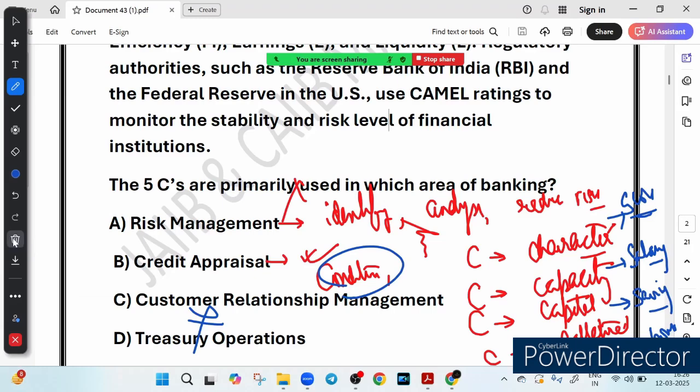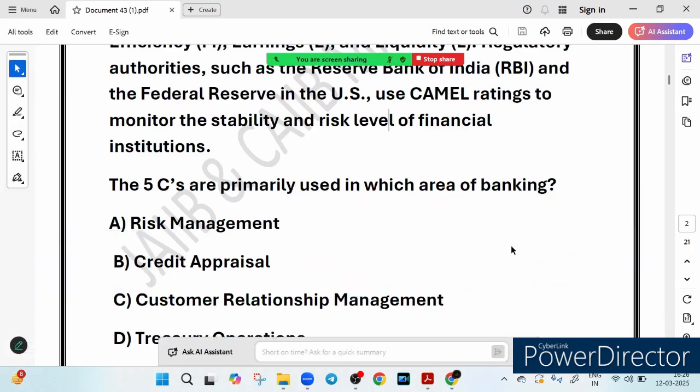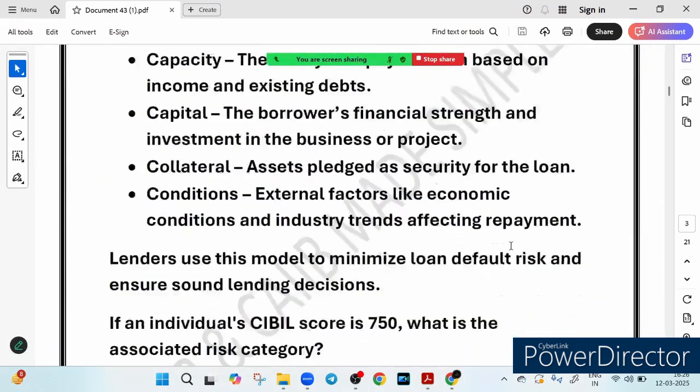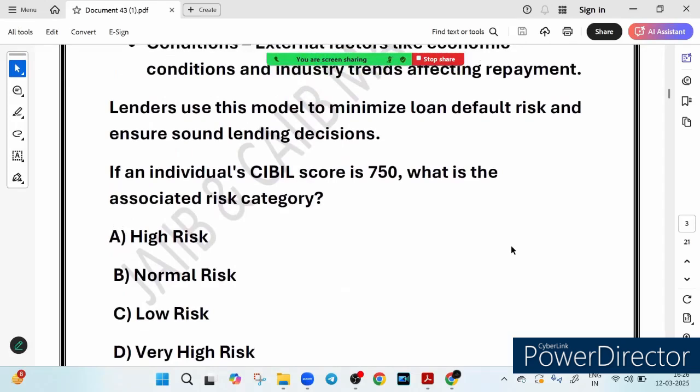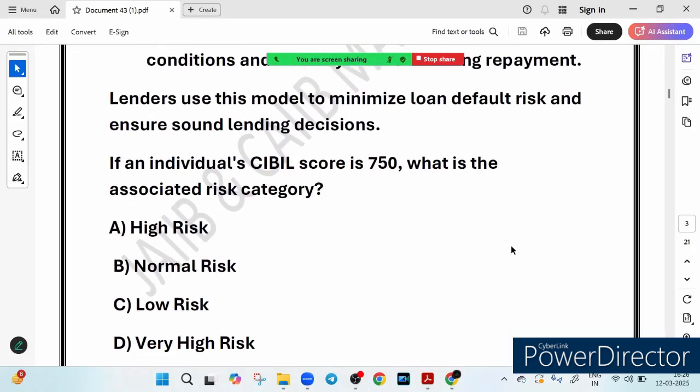Now let's switch our focus to our next question, which was asked in the 8 March examination. The question, as you can see: if an individual's CIBIL score is 750, what is the associated risk category?